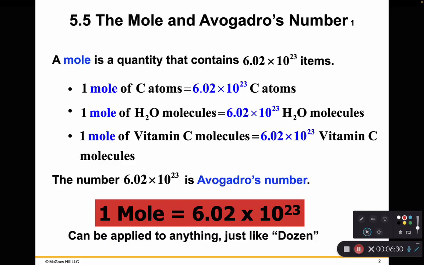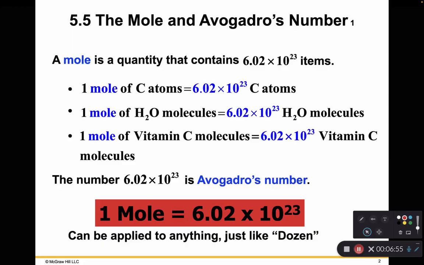A mole is something like a dozen, or like a pair or a case. When we say a dozen bananas, you go with the number 12, right? A dozen grapes is 12 grapes. A dozen marbles, 12 marbles. Or a case of soda cans, there should be 24 of them.